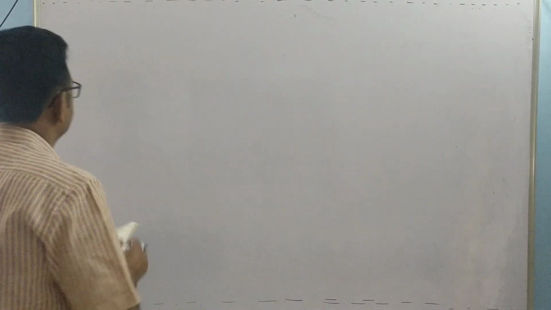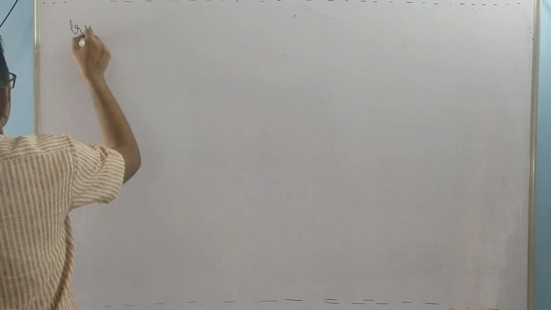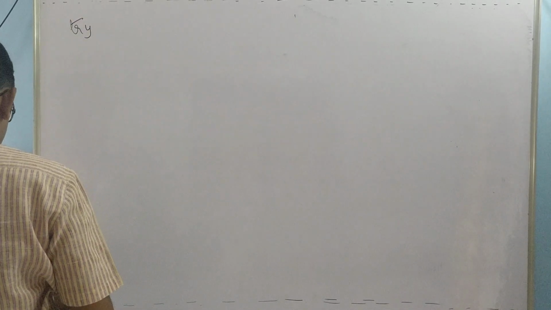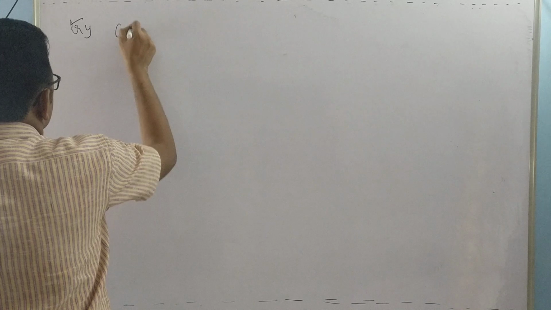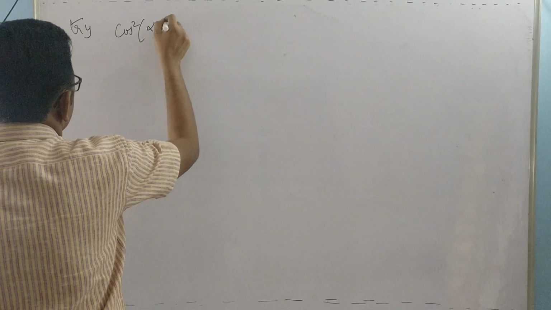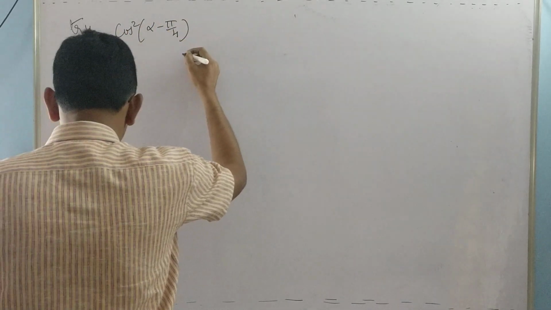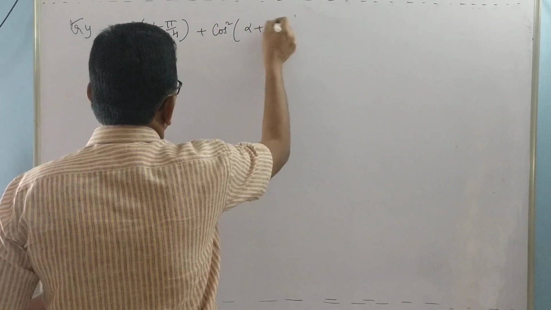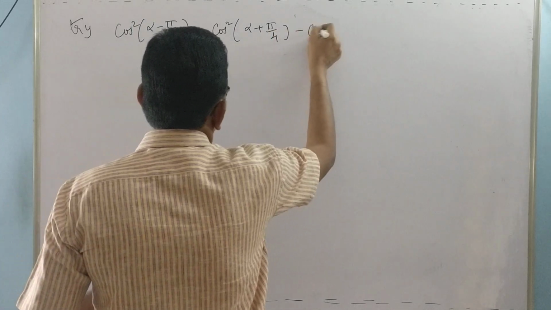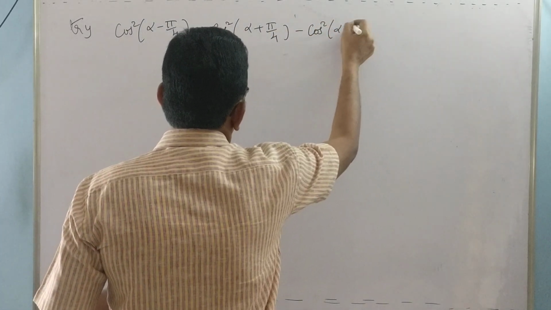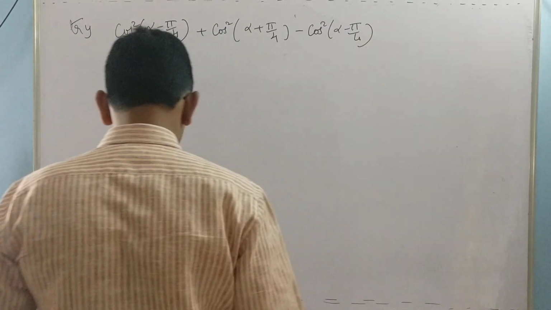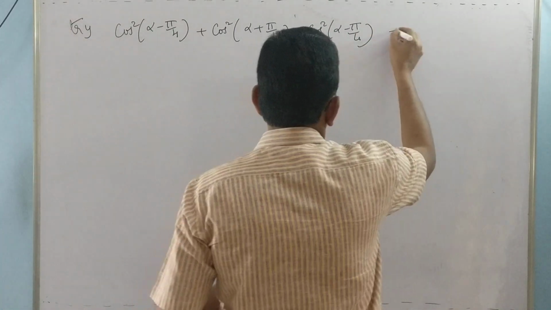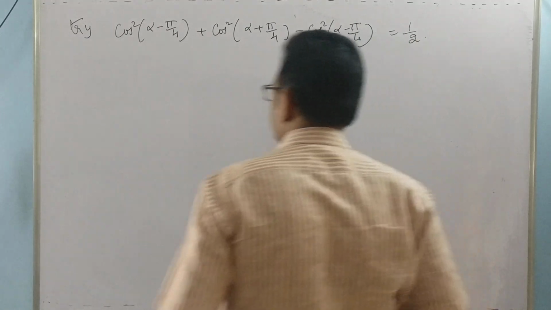Next one. I will give you the same model problem. You should try. Cos square (alpha minus pi by 4) plus cos square (alpha plus pi by 4) minus cos square (alpha minus pi by 4) is equal to, prove that, 1 by 2.